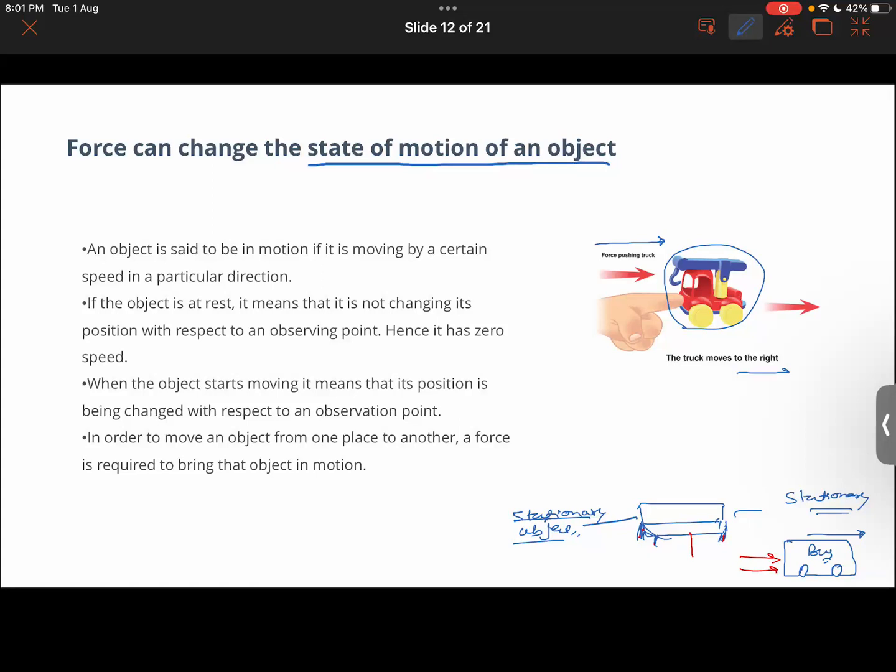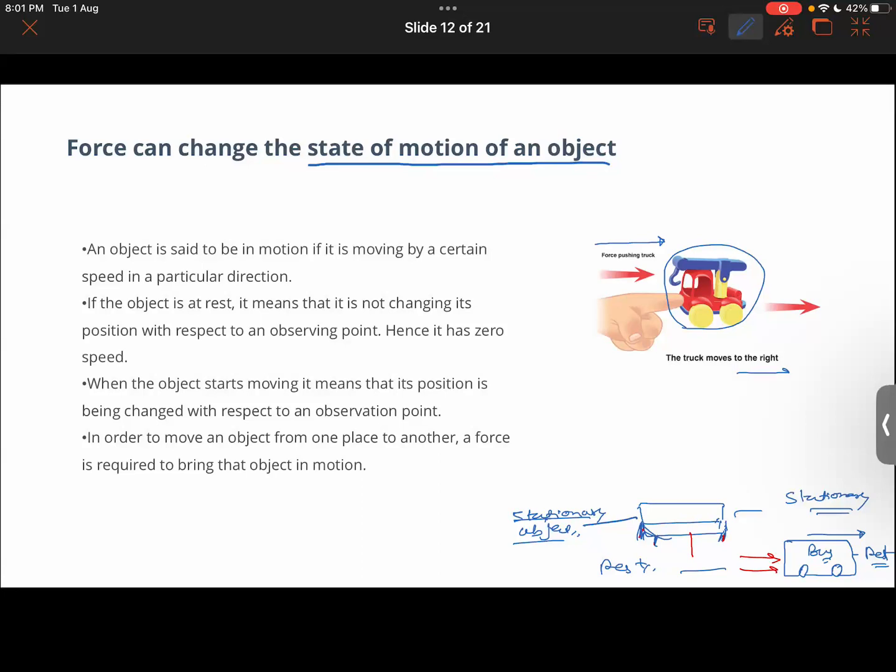Or what if this bus was at rest? When this bus is not moving, that is, it is at rest, it basically says that it is not changing its position with respect to this stationary object. In that case, it will have zero speed, and that means it is at rest. This is how, in a scientific manner, we explain the motion of an object.